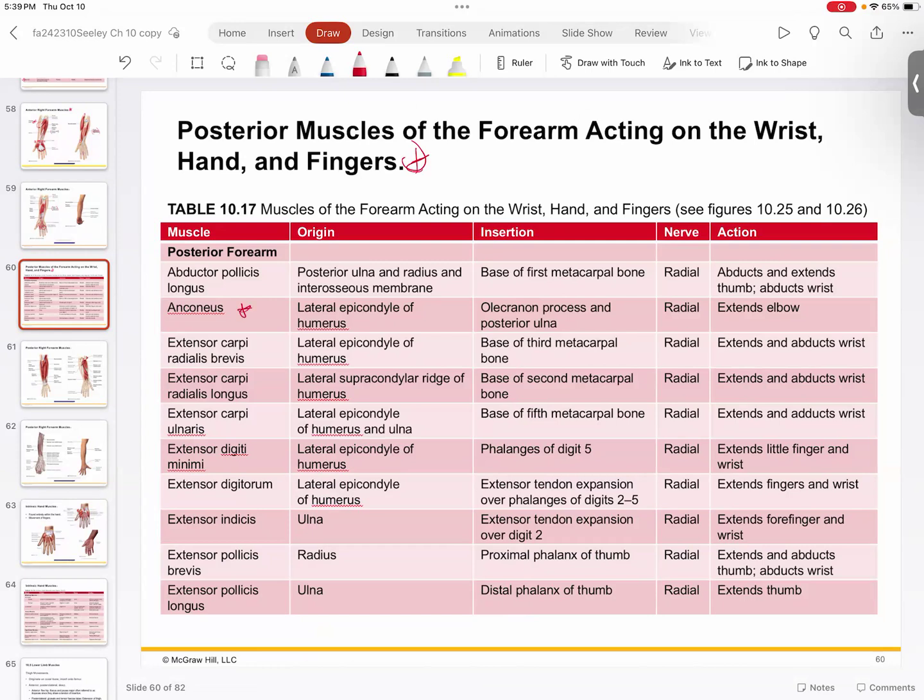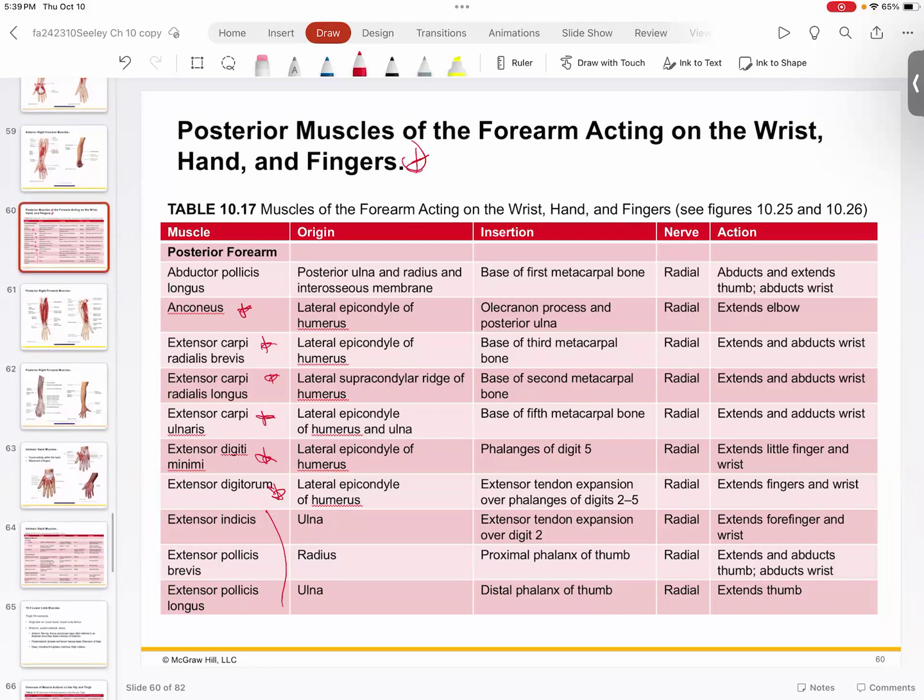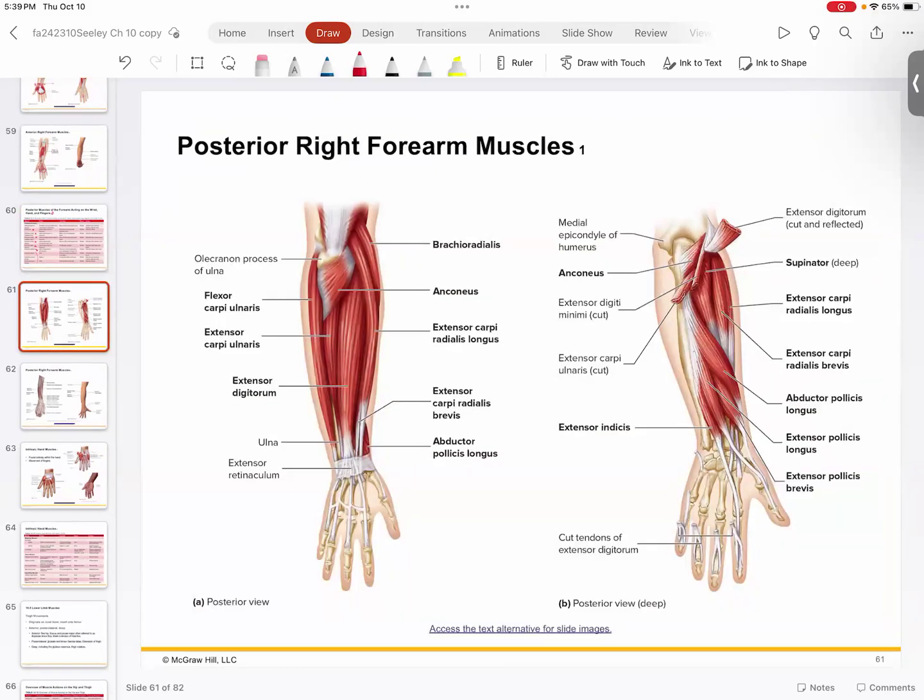Anconeus, we did. Extensor carpi radialis brevis and longus, we did, but we covered it as a group, as a duo. The extensor carpi ulnaris, we did. The extensor digiti minimi, extensor digitorum. And these are other types of extensors for the index finger, the forefinger, and the thumb. So we have extensor pollicis brevis and longus, but we didn't really cover those so much. And so these are guys that I'd probably take a look at and kind of get to know.